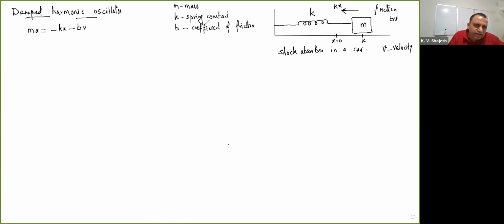I think there's only a single F, right? Yes. Okay, that's good. I can immediately write this as a differential equation. So let me first rewrite this onto the left, and then I replace the acceleration with the second derivative of position: m times d²x/dt² plus b times the velocity, which is the first derivative of position, plus k times x is equal to 0.